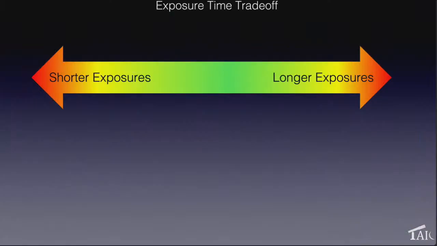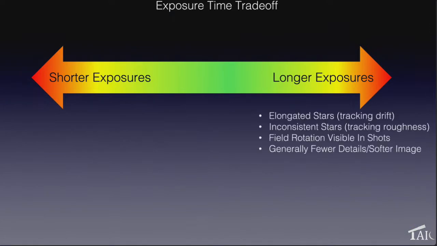So, exposure time trade-off. There are trade-offs between the shorter and longer exposures with using the Dobsonian. If I use longer exposures, I start getting elongated stars because the tracking's drifting. It's not that accurate. It's inconsistent, a little bit rough. So every once in a while, about every 10th frame, we'll have a little jiggle in it. The field rotation in the shots, if the scope's pointing really high in the sky, you'll start to see it. And it's just a little bit softer image, just fewer details, just not as sharp.